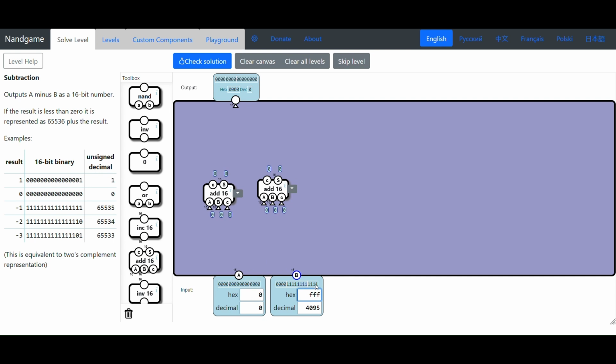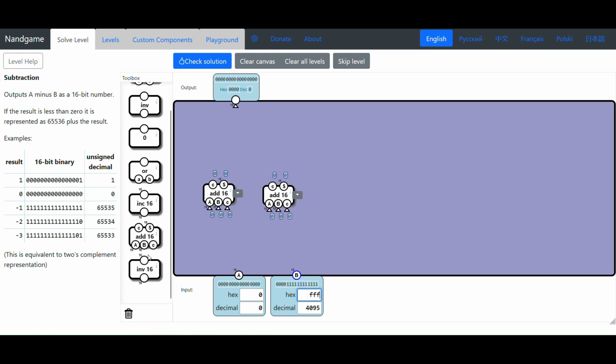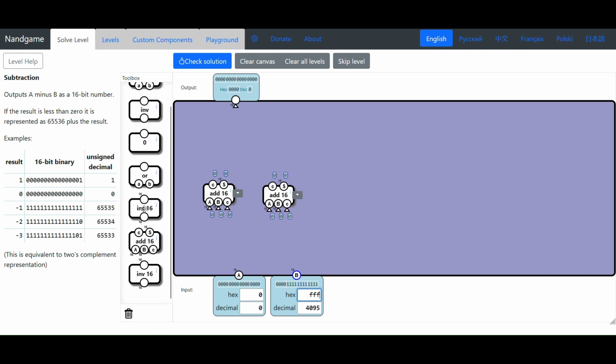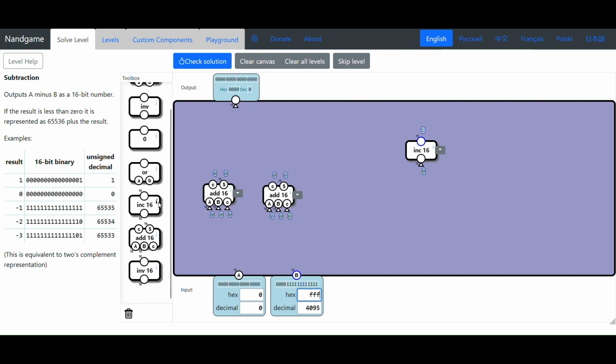Yeah, just 3 Fs here. That is positive because the signed bit is 0. So what we'll need to do is take a lesson from the previous level in which we incremented the number.